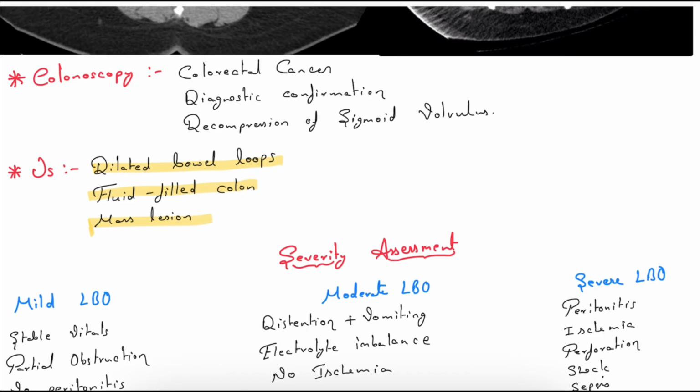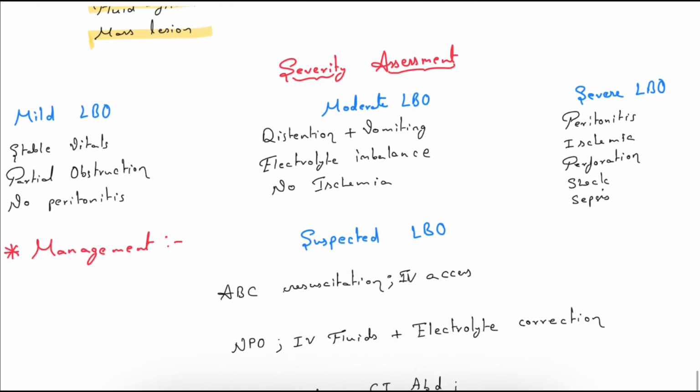If the patient has a large amount of gas with large bowel obstruction, the gas will reduce accuracy. Okay, so next we can see severity assessment. The severity assessment is based on three different classes: mild, moderate and severe. In mild cases we can see stable vitals, partial obstruction and no peritonitis.